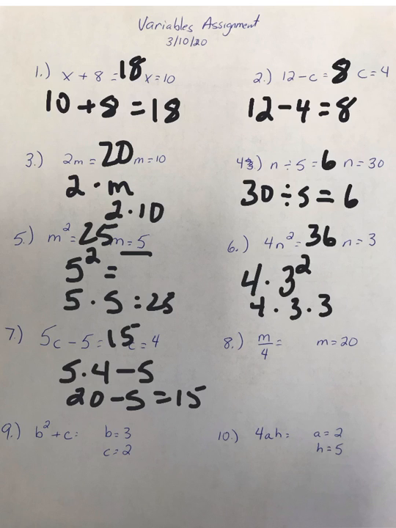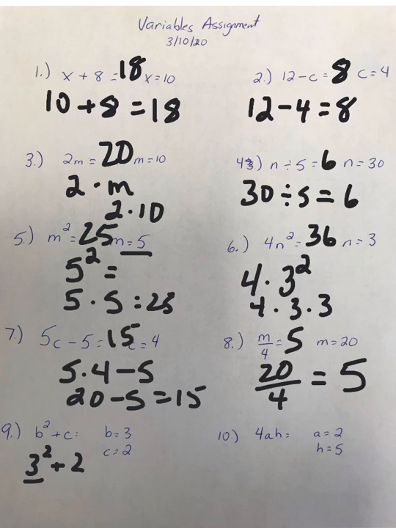For the next one, m equals 20. So when it looks like that as a fraction, it means divide. So it will be 20 divided by 4, and 20 divided by 4 equals 5. So this answer would be 5. For number 9, it's b squared plus c. So for b squared, we're going to substitute 3. So I'm going to rewrite the whole thing. 3 squared plus 2. Since order of operations, we have to do the 3 squared, 3 times 3, which is 9, plus the 2 is 11. So 11 goes in there.